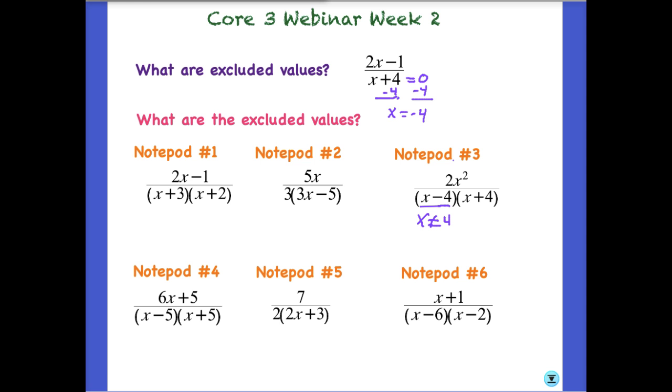Let's look at our second factor right here, x plus 4. What would make that be 0? What can x not equal here? Very good, Emma, negative 4. So those two values have to be excluded because either one of those values will cause our denominator to be 0, and then we're in trouble. So 4 and negative 4 are our excluded values. And you guys will see that when we graph, those will be called your asymptotes, and those will be these invisible lines that you can't cross. So it's good to understand how to get these values.